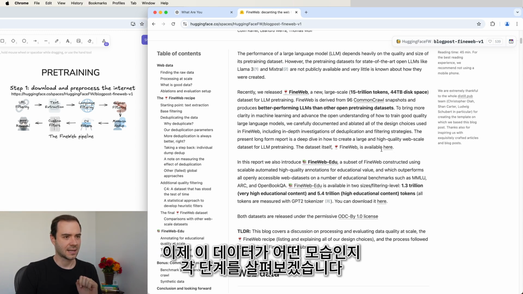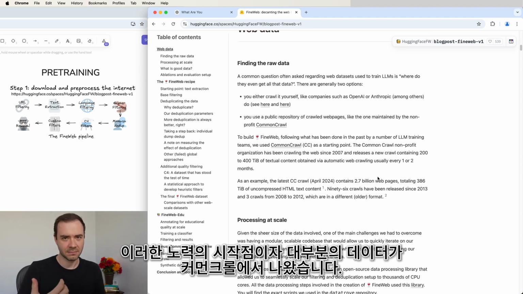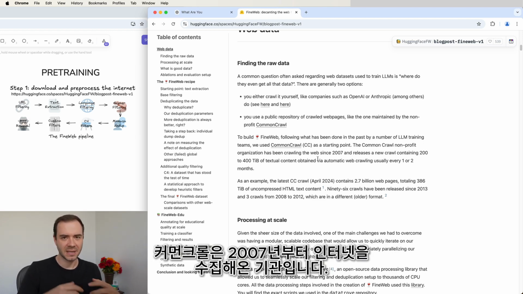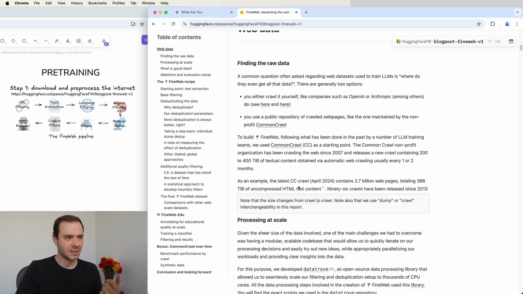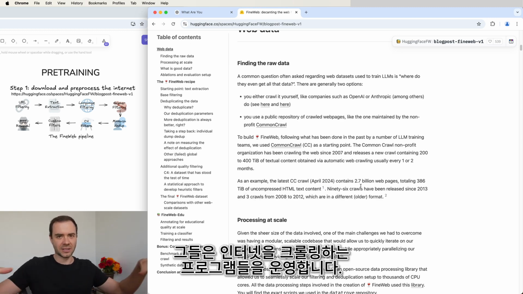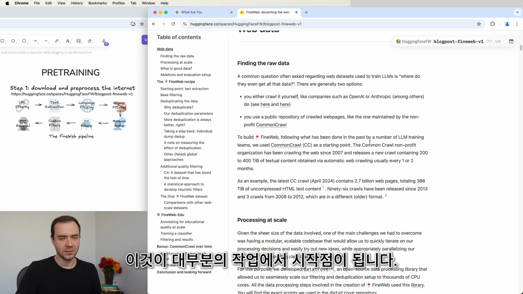So let's take a look at what this data looks like and what some of these stages are. The starting point for a lot of these efforts, and something that contributes most of the data by the end of it, is data from Common Crawl. Common Crawl is an organization that has been scouring the internet since 2007. As of 2024, for example, Common Crawl has indexed 2.7 billion web pages, and they have all these crawlers going around the internet. What you end up doing is you start with a few seed web pages, and then you follow all the links. You just keep following the links, and you keep indexing all the information, and you end up with a ton of data of the internet over time. So this is usually the starting point for a lot of these efforts.